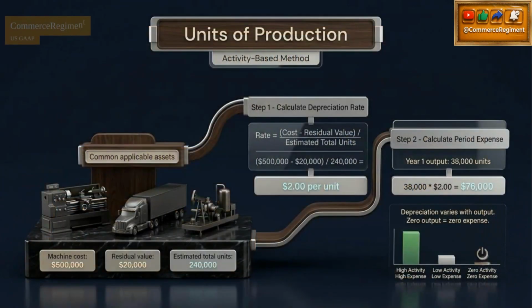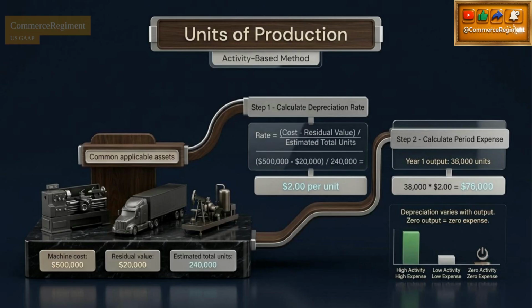Units of production depreciation links expense directly to actual output or usage. It is best when physical usage, not time, drives asset consumption. First, compute the rate, cost minus residual value divided by estimated total units. Then multiply that rate by current period units produced. In the example, cost is $500,000, residual value is $20,000, and estimated total production is 240,000 units.